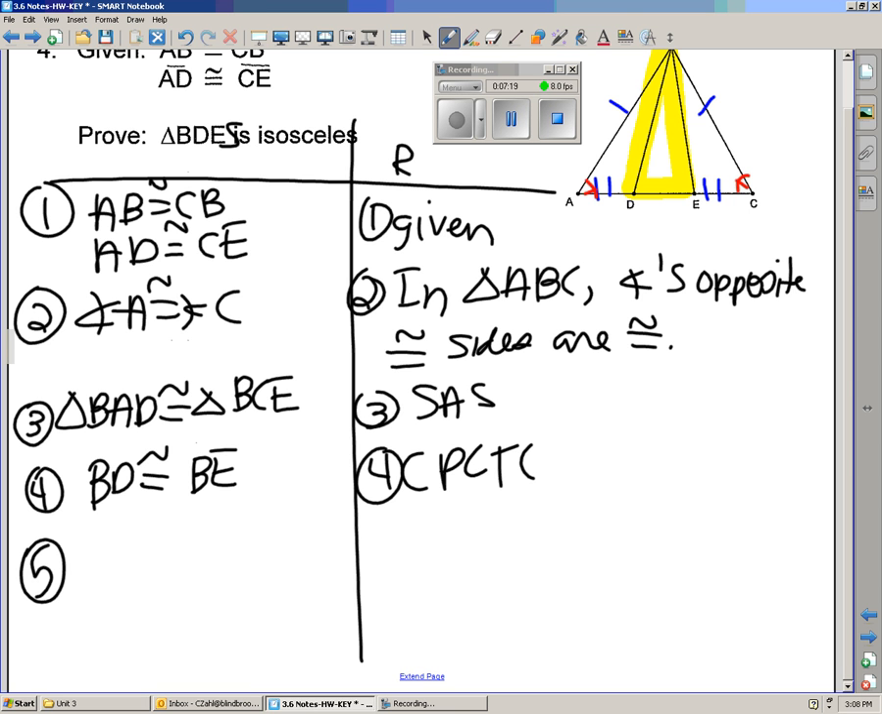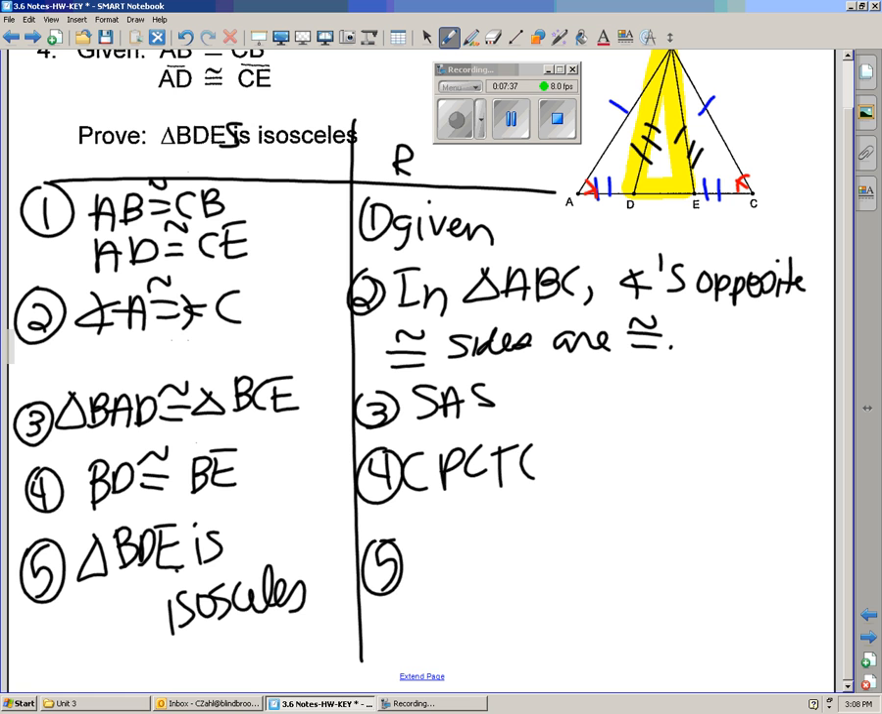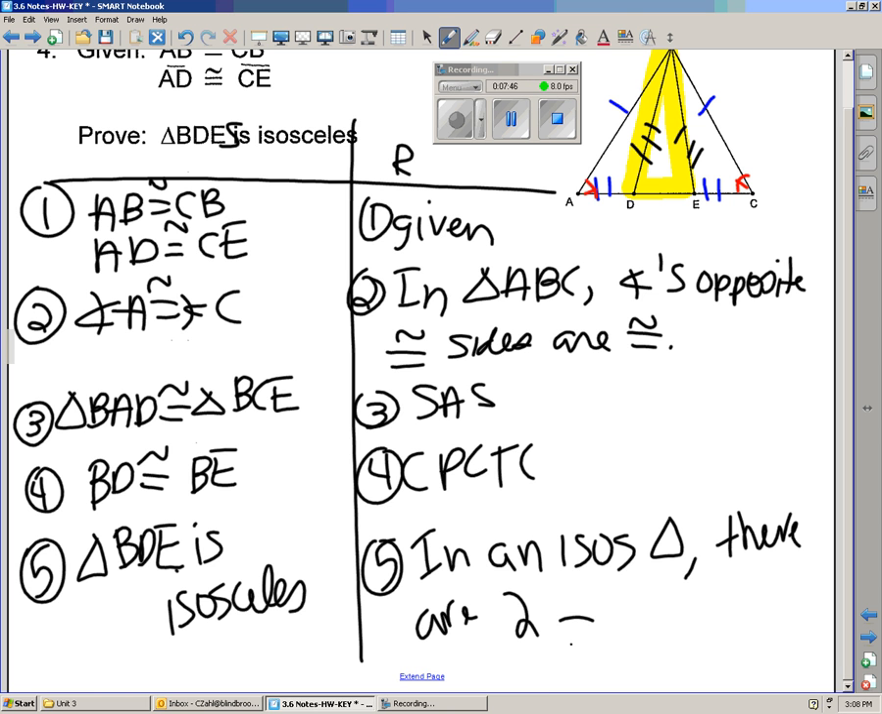And the fact that you have two sides marked the same, you've got an isosceles triangle. So now you can say triangle BDE is isosceles because in an isosceles triangle, two sides are congruent. There are two congruent sides. Okay, so hopefully that is good for your first proof.